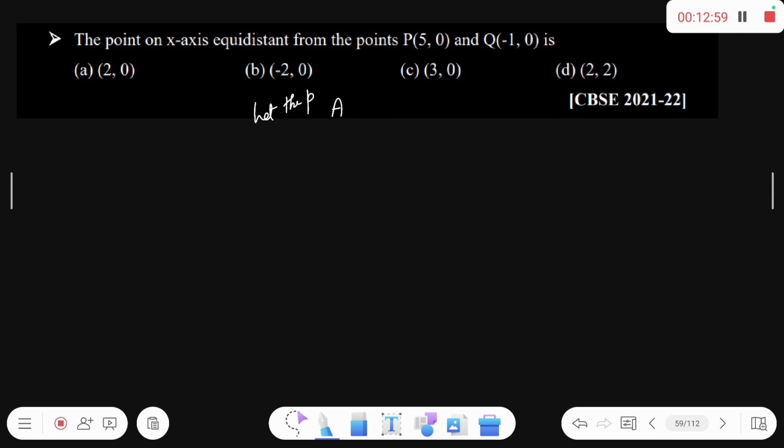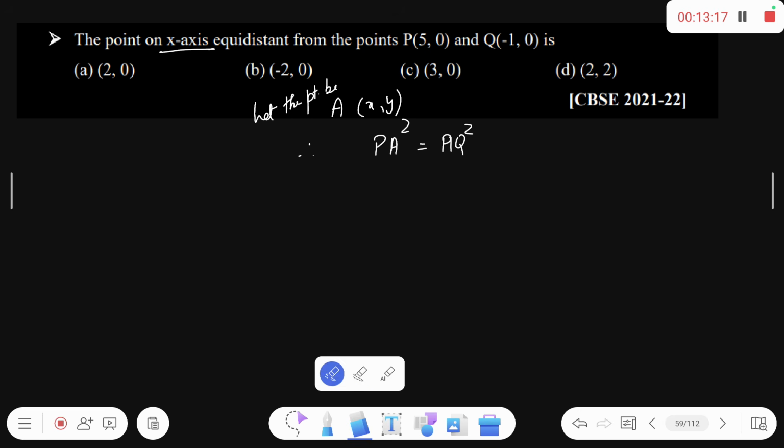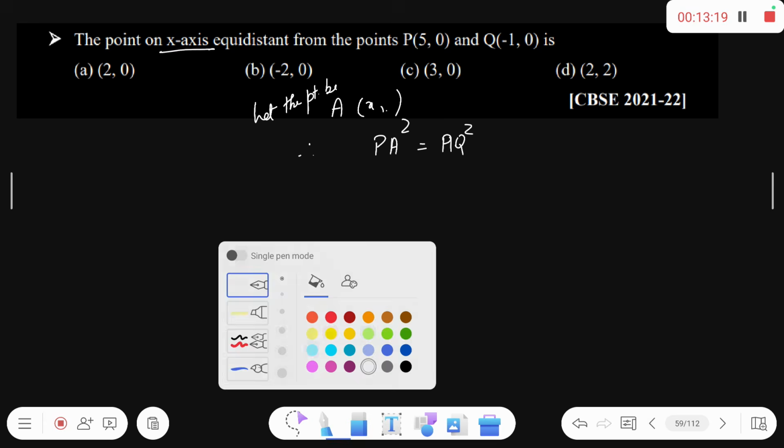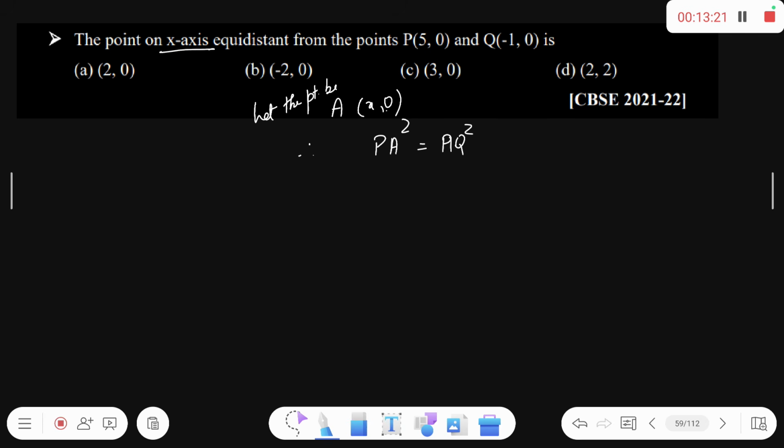Let the point be A. Therefore, we can say PA is equal to AQ, or you can say the squares of both are equal. So PA and the coordinates of A we will assume as (x, y), and since the point is on the x-axis, the y coordinate must be 0. So we will put (x, 0).